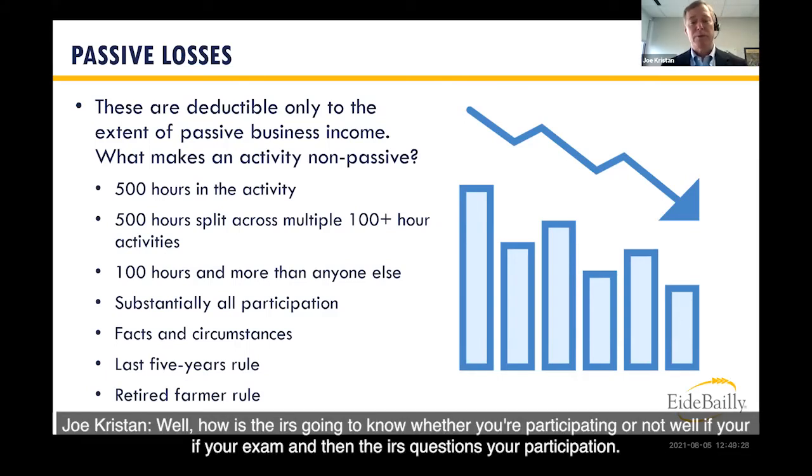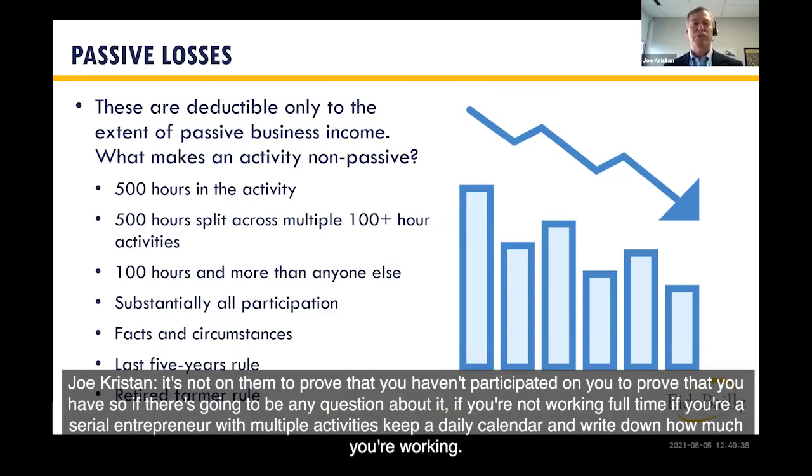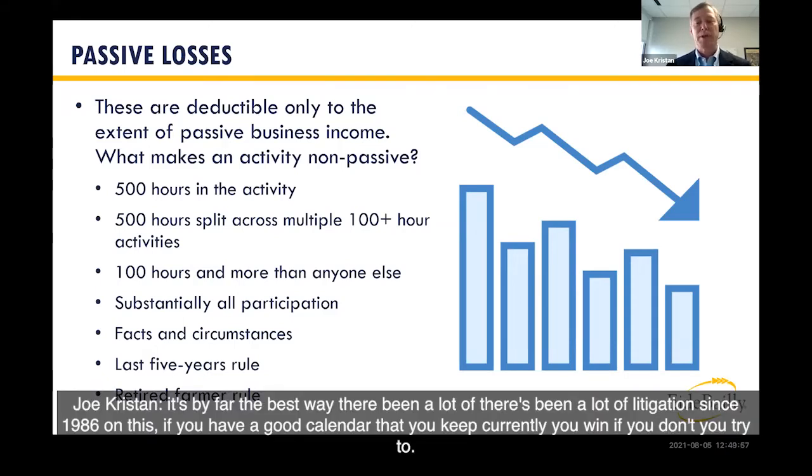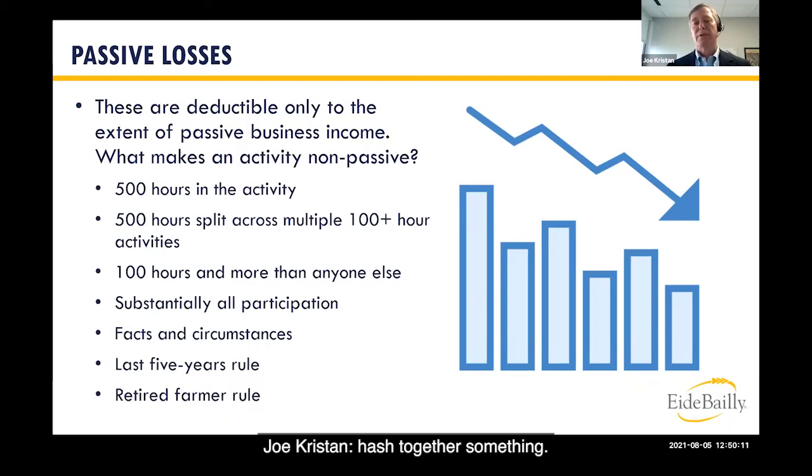Well, how is the IRS going to know whether you're participating or not? If you're examined and the IRS questions your participation, it's not on them to prove that you haven't participated. It's on you to prove that you have. So if there's going to be any question about it, if you're not working full-time, if you're a serial entrepreneur with multiple activities, keep a daily calendar and write down how much you're working. It's by far the best way. There's been a lot of litigation since 1986 on this. If you have a good calendar that you keep currently, you win. If you don't, you try to hash together something, your success rate's going to be a lot lower.